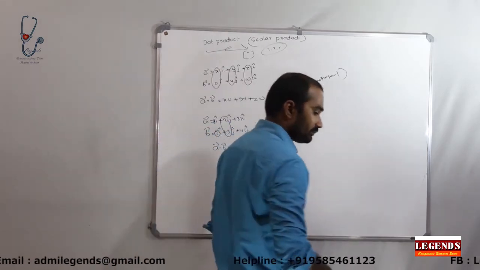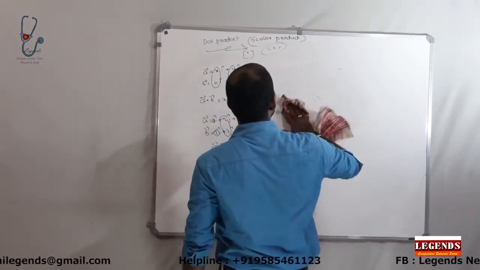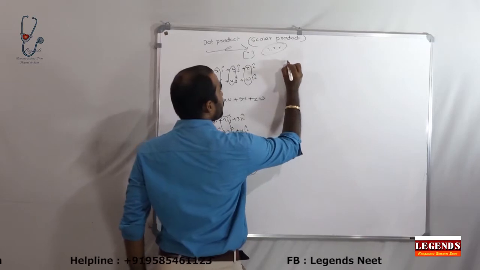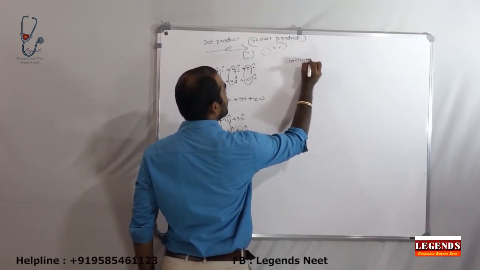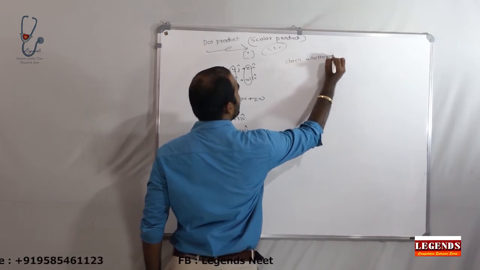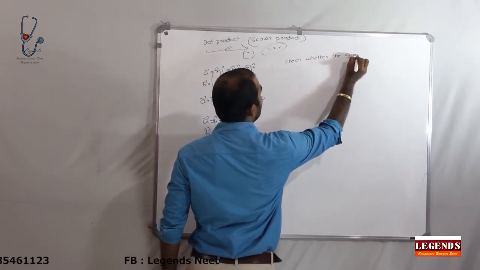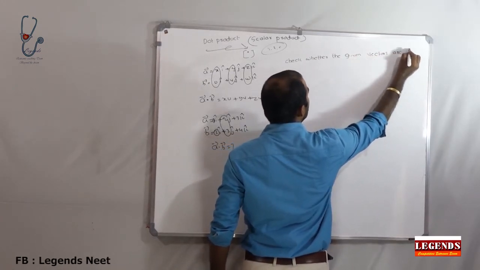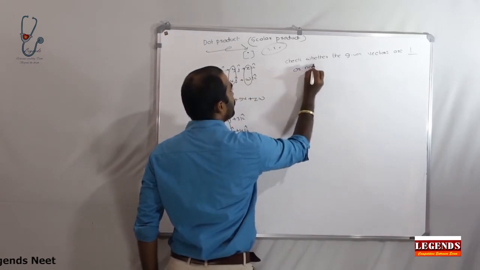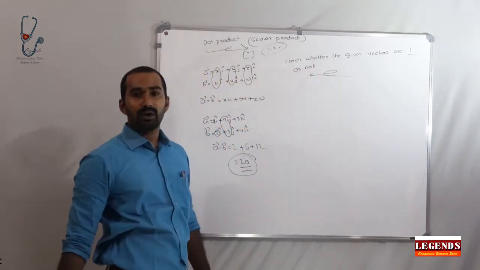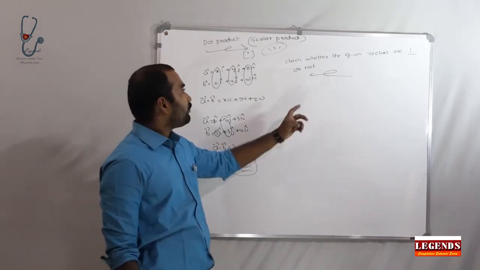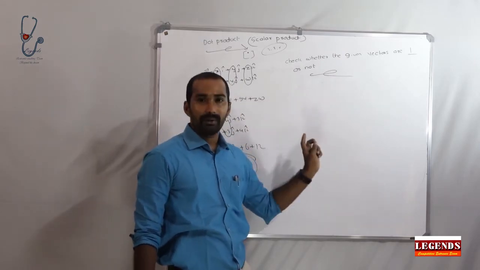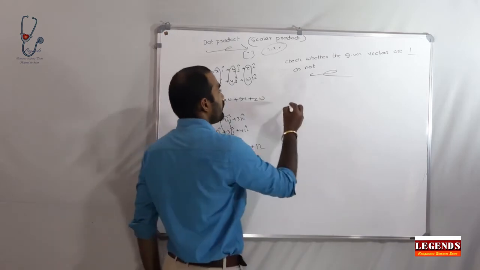Okay, I give a second example. First one, check whether the given vectors are perpendicular or not. How can we check whether the vectors are perpendicular or not? Only by taking the dot product. If we take the dot product of two vectors and the resulting answer is 0, then they are perpendicular, otherwise not perpendicular. Okay, first one is the example.